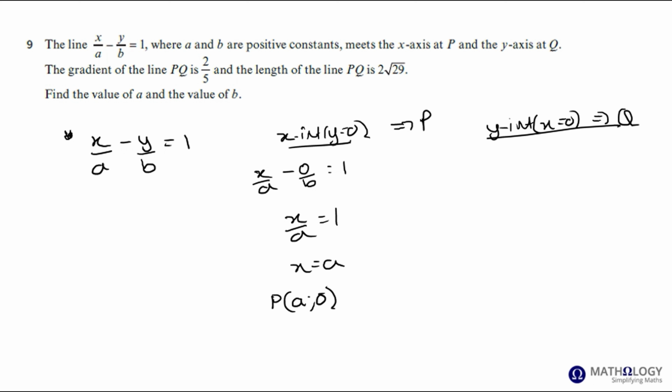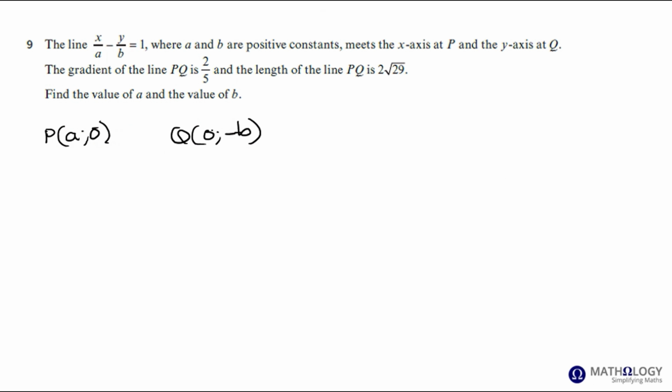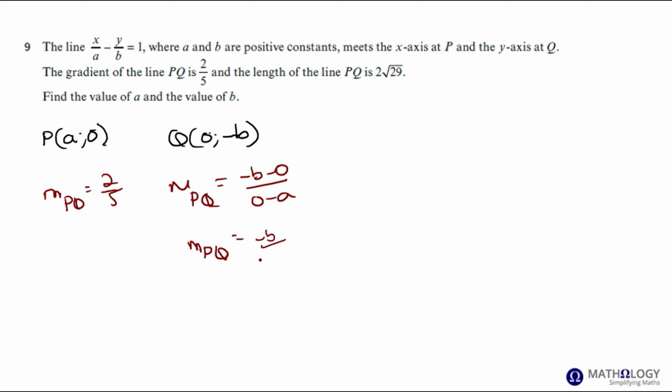And likewise, to find the y-intercept, we put x equal to 0. So 0 over a minus y over b equals 1, minus y over b equals 1, minus y equals b, y equals minus b, and Q is therefore the point (0, -b). The gradient of PQ is 2/5. Now find an expression for the gradient of PQ, which is minus b minus 0 over 0 minus a. Minus b over minus a. So the gradient of PQ equals b over a.